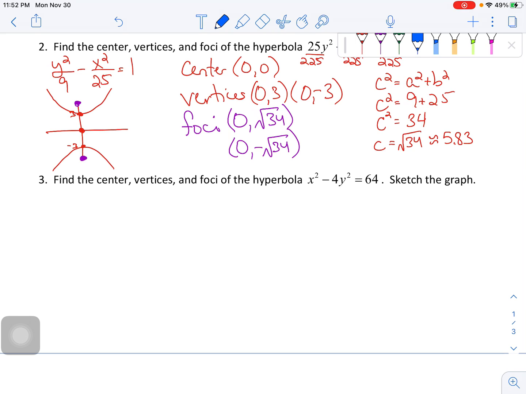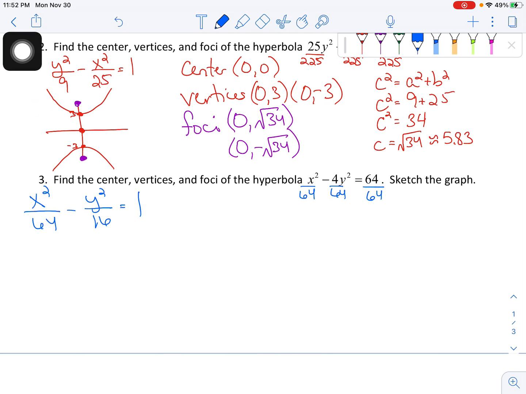All right, so what do we have here? Same kind of problem. We're going to start with our equation. We're going to convert it to standard form by dividing everything, in this case, by 64. So x squared over 64 minus y squared over, I'm pretty sure that's 16. Let me do a quick double check. And it is. So 16 is equal to 1.